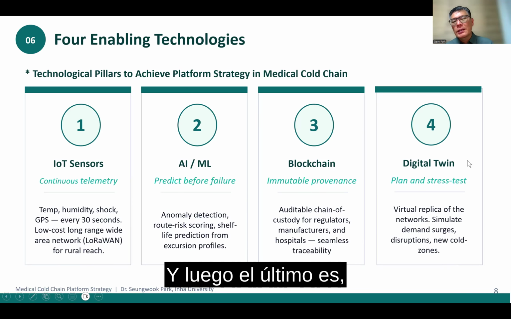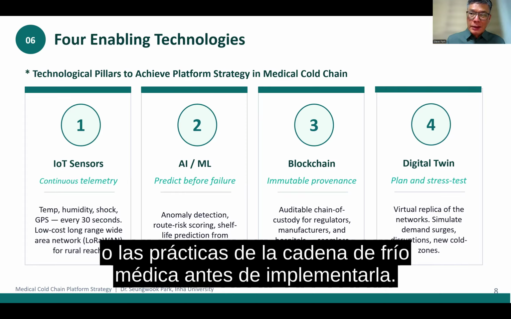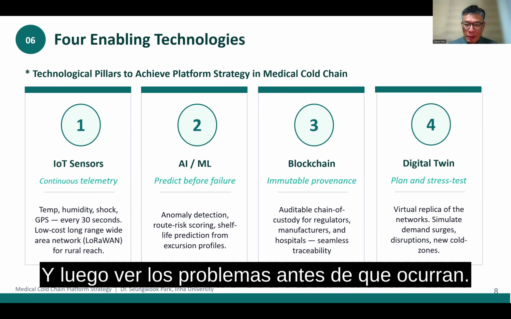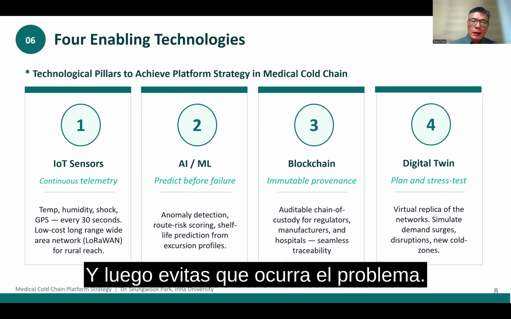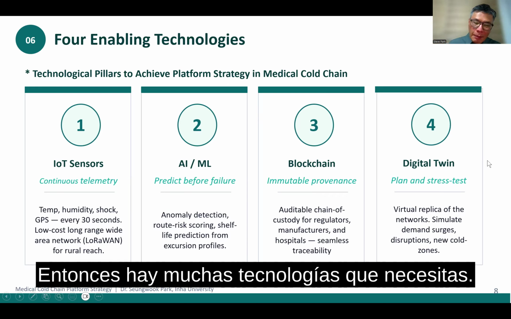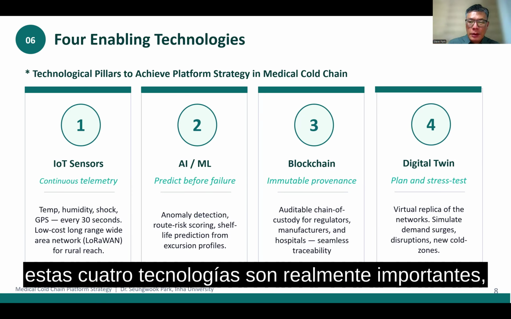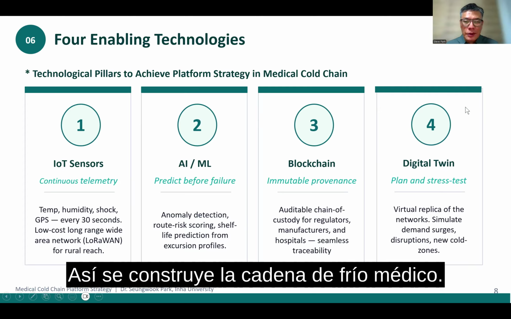And then the final one is digital twins. A digital twin will help you simulate all the routes and practices of a medical cold chain before you actually implement it, and then see the problems before they occur, and prevent them from occurring. Okay, so that's the idea. There are many technologies you need, but these four are really important enabling technologies for building up the medical cold chain.